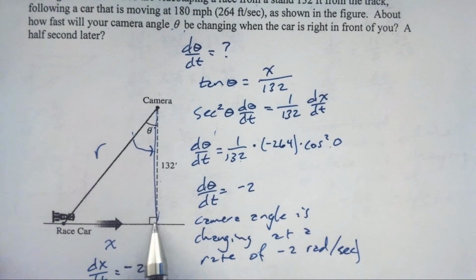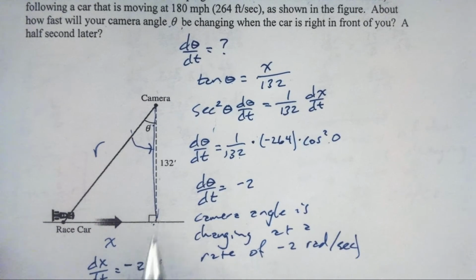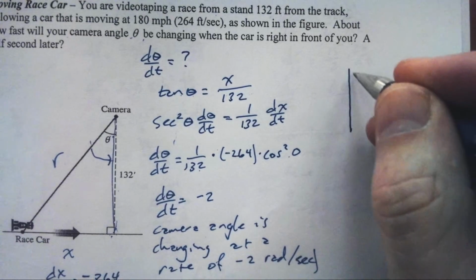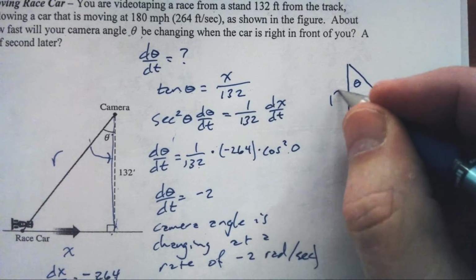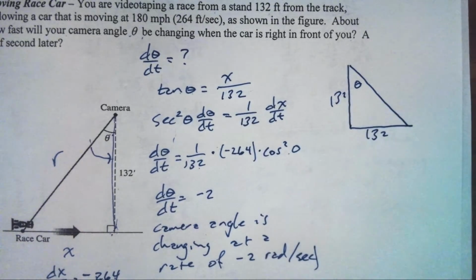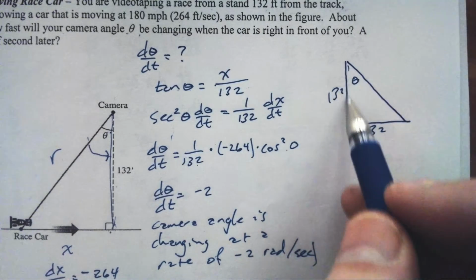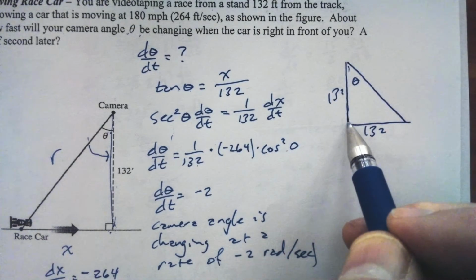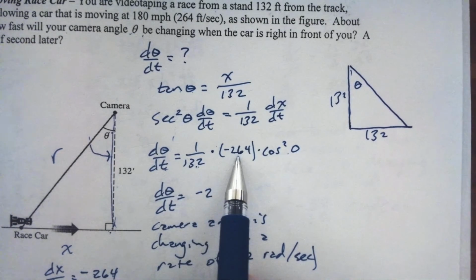How about a half second later? Well, a half second later, if we continue at 264 feet per second, we're out 132 feet. And now we look like this: theta, 132, 132. What's changed? Well, the only thing that's changed, the 132 is still the same. The rate the car's moving is still the same.